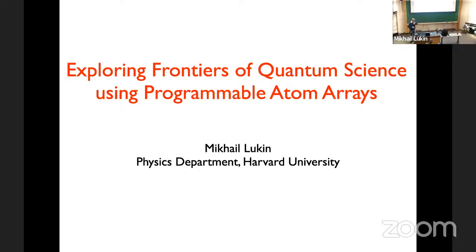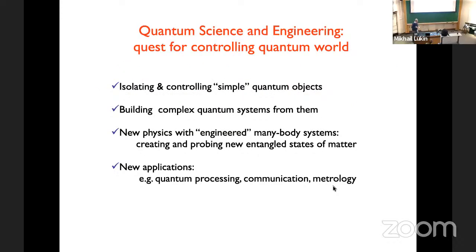Okay, so I will tell you a little bit about our work using arrays of neutral atoms to explore building quantum machines and figuring out what to do with them. This work is a part of the effort that many of you are involved in, so I don't think it needs a big introduction. In this effort, what we are trying to do is isolate and control some simple quantum objects, and then build more and more complex systems from them.